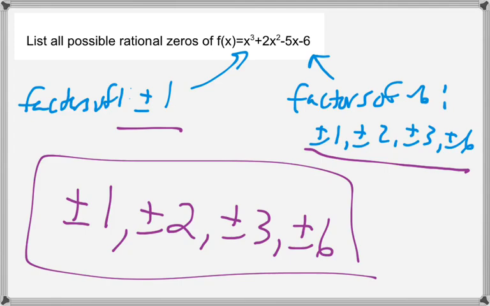Again, they're not all zeros. This function is degree 3, so not all of these are zeros, and this function might have some zeros that are irrational, like square root of something, or a non-real zero, but we know that any of its zeros that are rational have to be on this list that we just made.